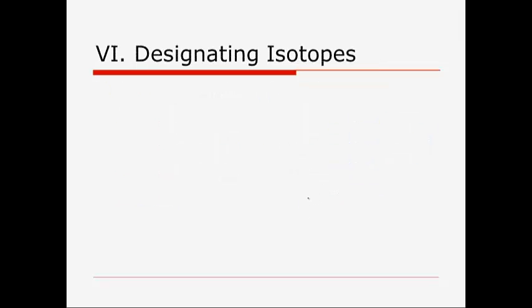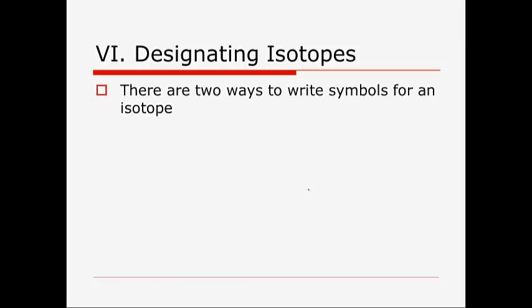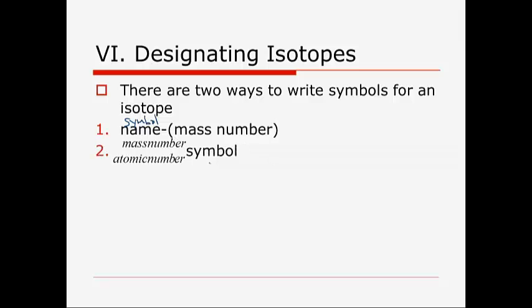Designating isotopes. There are two ways you can write the symbols for an isotope. If you have two atoms that are different isotopes, you can't just simply write their symbols, because they're both going to be the exact same element. So one way you do it is write the name, or simply the symbol, with a hyphen, and then you write in the mass number. The second way is to write out the symbol for the element, write the mass number as a superscript to the left, and the atomic number on the bottom.